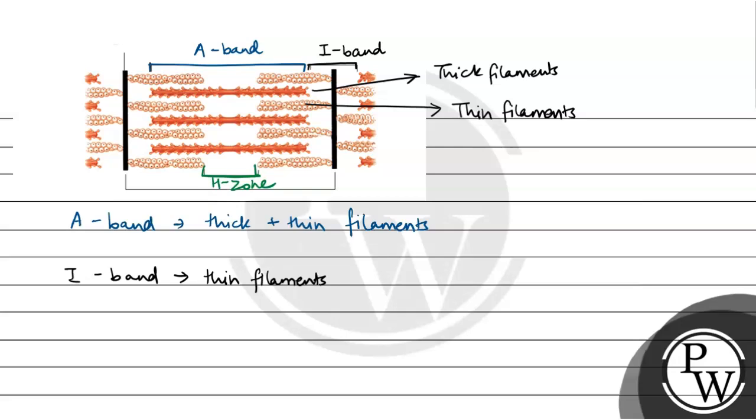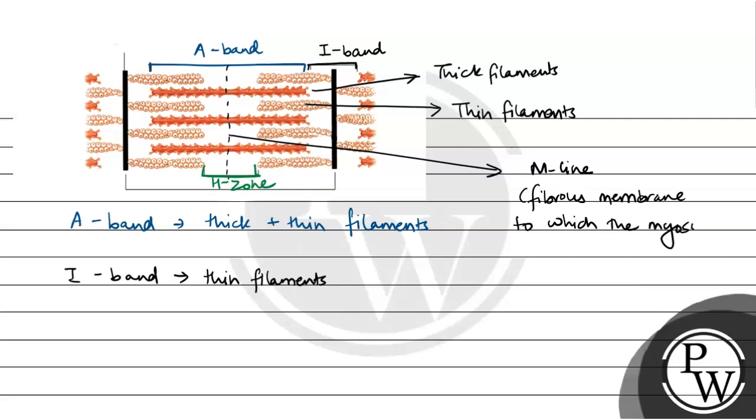तो H zone के अंदर सिर्फ और सिर्फ मायोसिन प्रेजेंट होता है एंड H जोन का जो मिडिल पार्ट होता है इसे M लाइन बोलते हैं. M line is a fibrous membrane to which the myosin is bound.